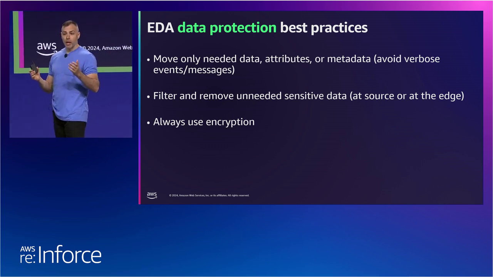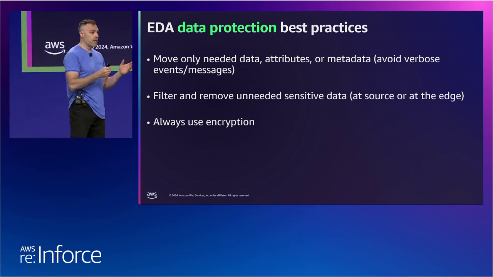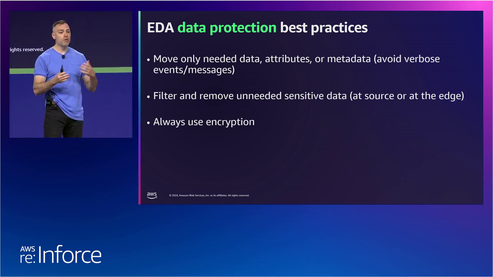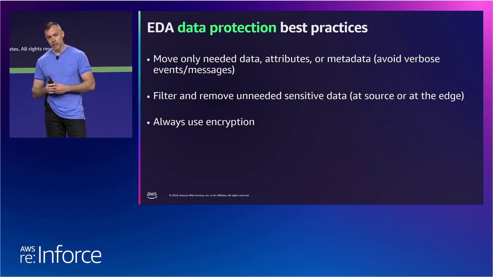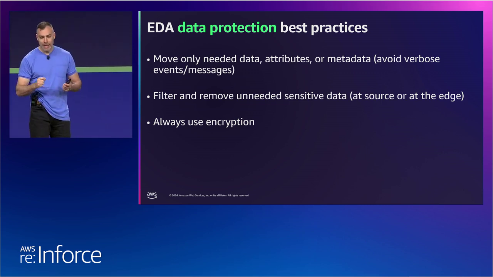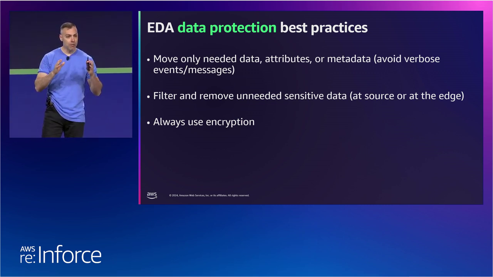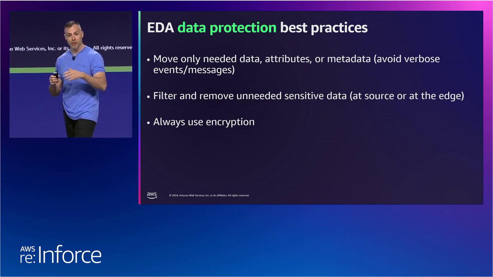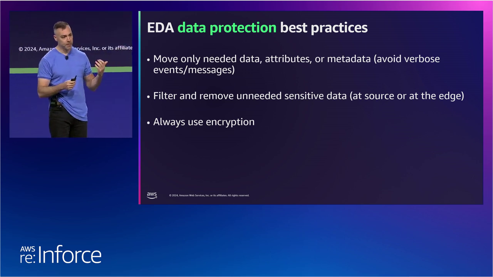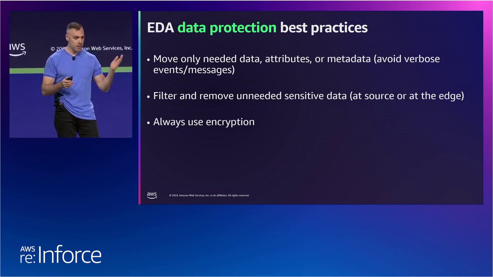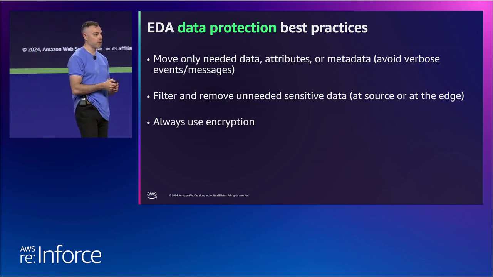There could be a scenario where the system that is sending you events is not removing this information that you do not need. In this case, what you want to do is, as early as possible in your architecture, add a step where you clean out this information that you do not need, basically just filter it and remove it. And third, you always use encryption. And this is where we're going to focus the rest of this presentation.